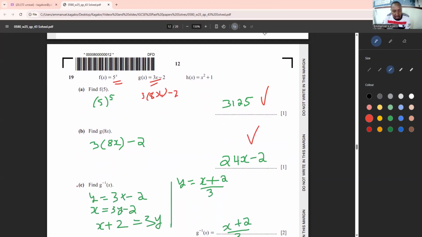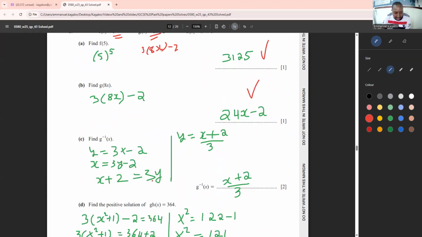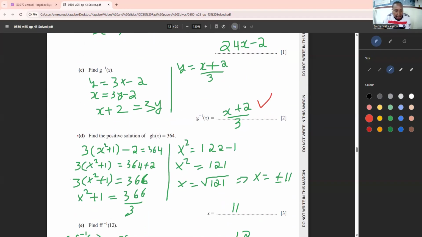If I'm finding the inverse of the function, step 1, you write y equals the function given. They said inverse of g, so it's y equals to that. Then you swap x and y. Then make y the subject. That's what I did here. And then you get your g inverse of your function.